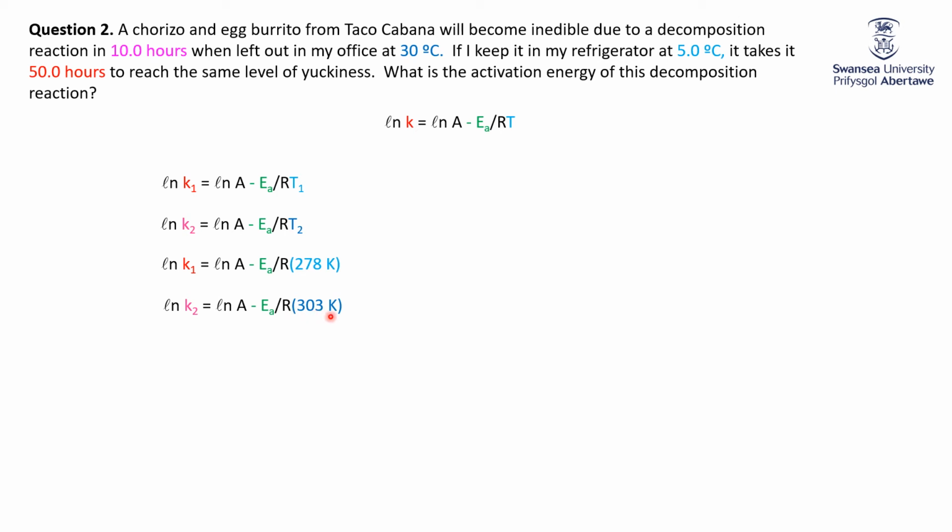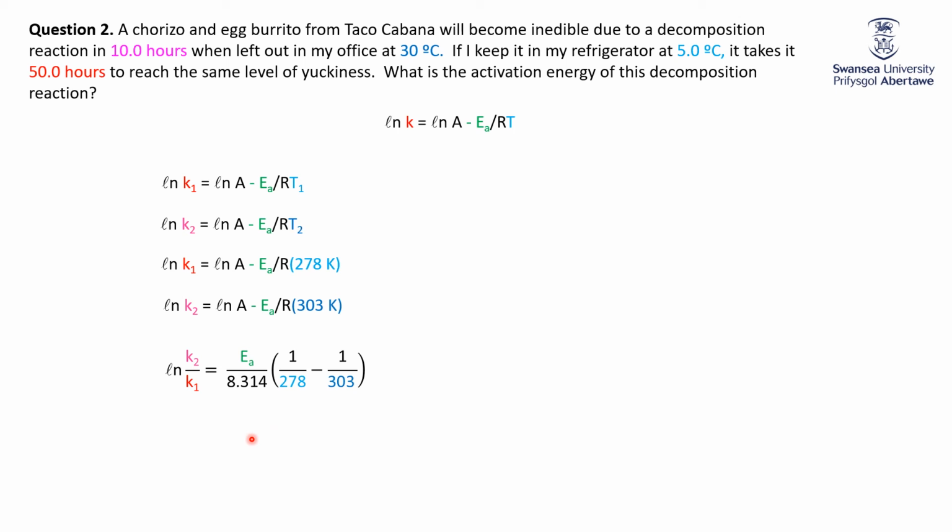Okay, now what I'm going to do is combine these in the same way I did before. I'm going to subtract the top equation from the bottom one, put it together. I'm not going to take all the time I did before. So log of K2 minus log of K1 is log of K2 over K1. Pull out the EA over 8.314, and I'm left with minus 1 over 303 minus 1 over 278.